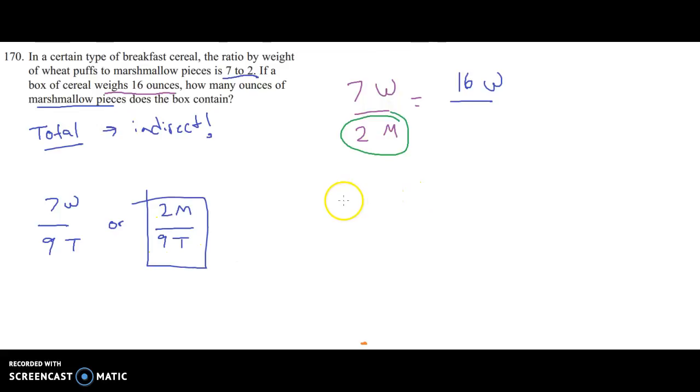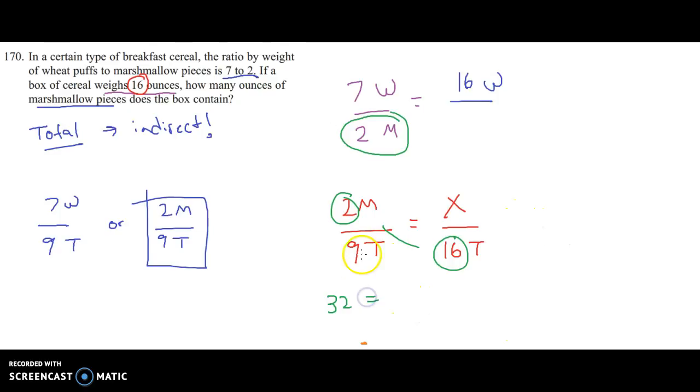That means for every 9 ounces total of the cereal, we're going to have 2 ounces of marshmallows. Therefore, if we have 16 ounces total, that's what they told us, how many marshmallows would we have? We'll use x to represent the unknown amount of marshmallows, and now we just cross-multiply. Once you have it set up, it's clockwork. It's 2 times 16, that's 32. So 32 is equal to 9x. I feel like I'm going to have to dig the calculator out on this one. We divide both sides by 9, and the amount of marshmallows is equal to 32 over 9.